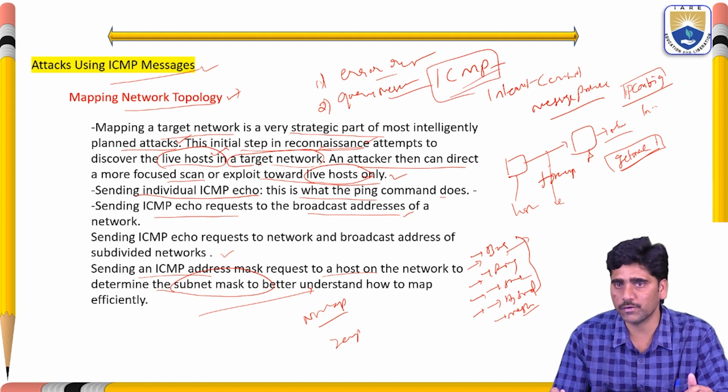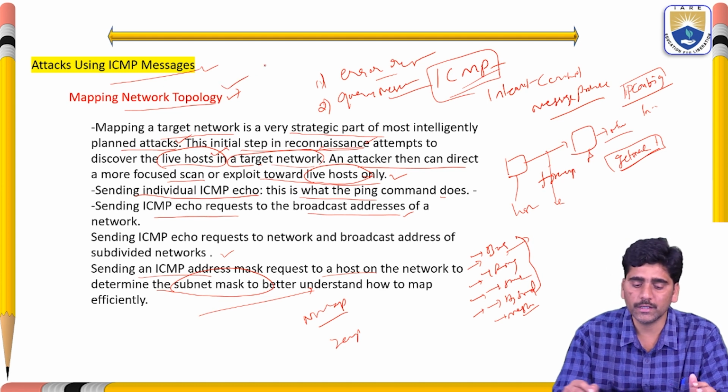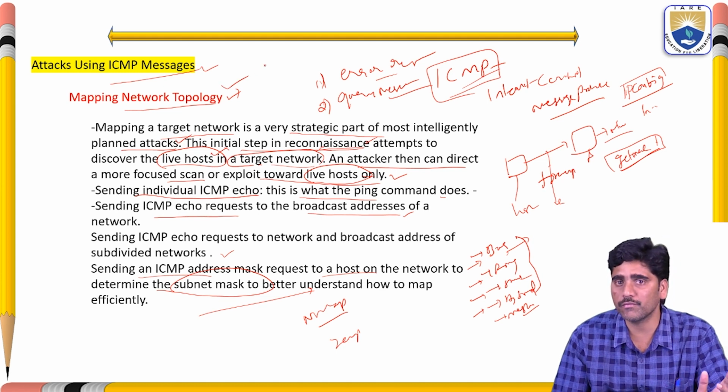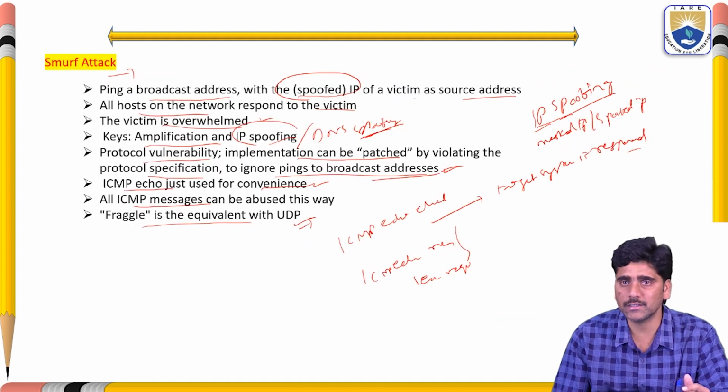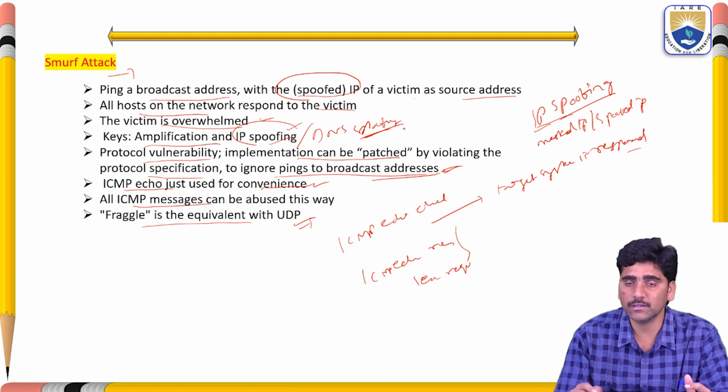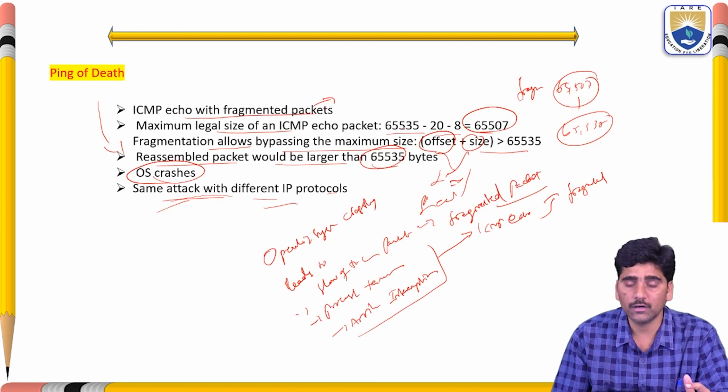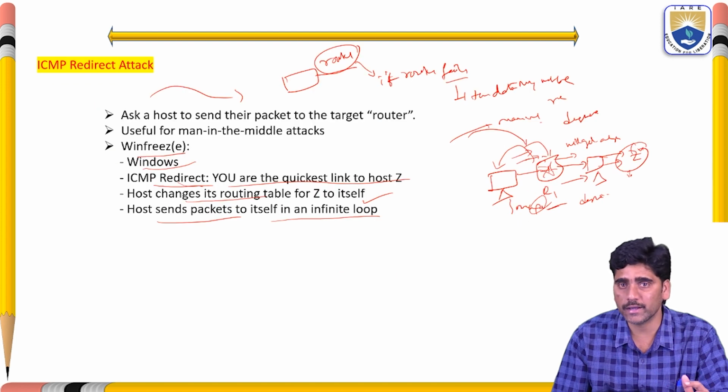There are different types of attacks. One is mapping network topology. Based on the type of topology of the network, the system is attacked. The second one is Smurf attacks, a type of IP spoofing or DNS spoofing attack. The third one is ping of death attacks, which happen with the help of ICMP echo fragmented packets. And the ICMP redirect attacks, which are directed at router problems.